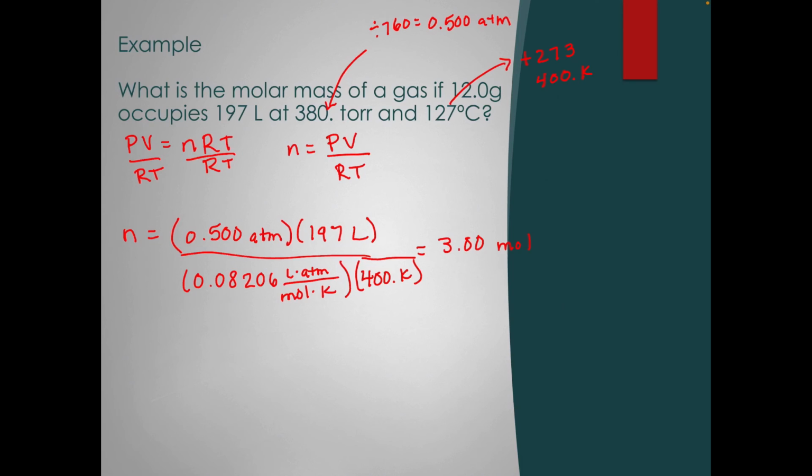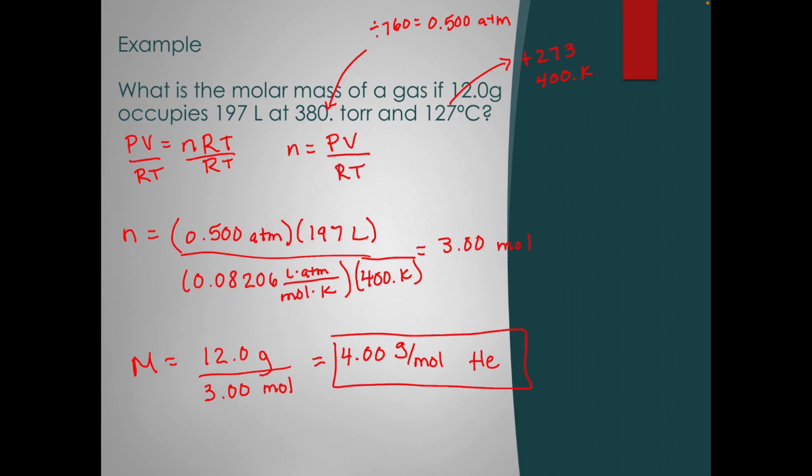So now to solve for the molar mass, we can do grams divided by moles. We have molar mass is equal to 12.0 grams divided by our 3.00 moles. And we will get that our molar mass is 4.00 grams per mole, which means that this is helium.